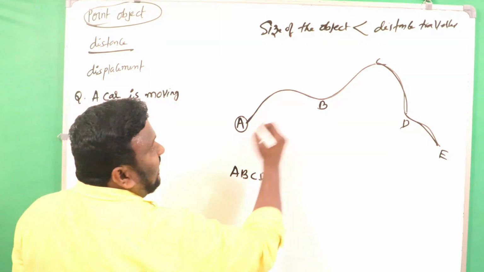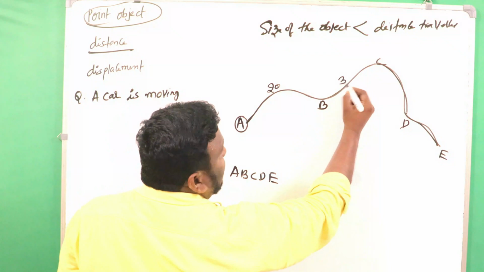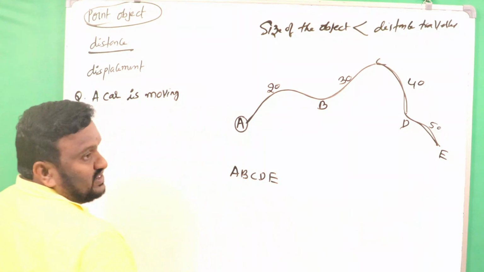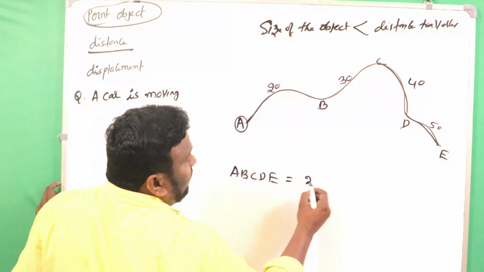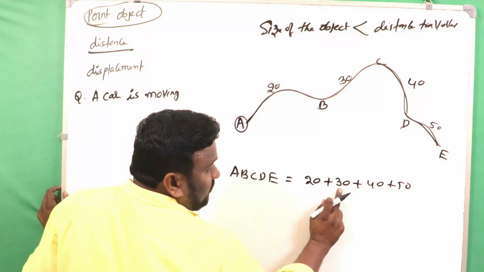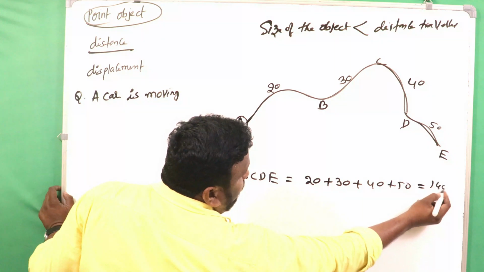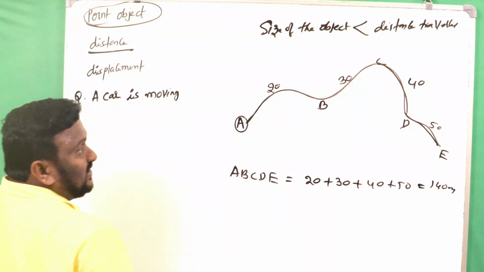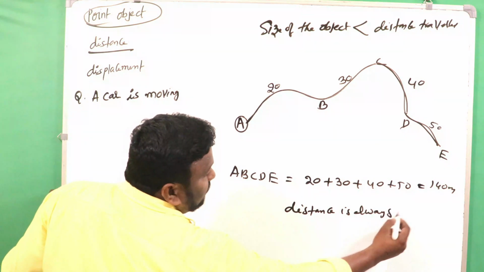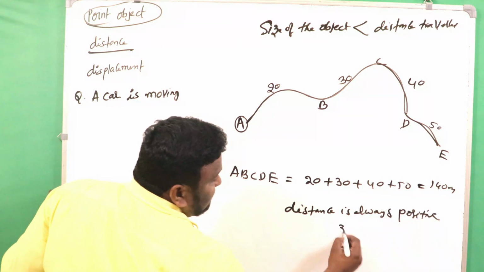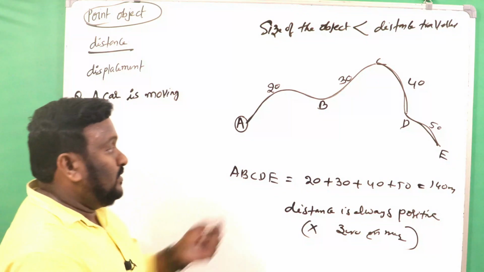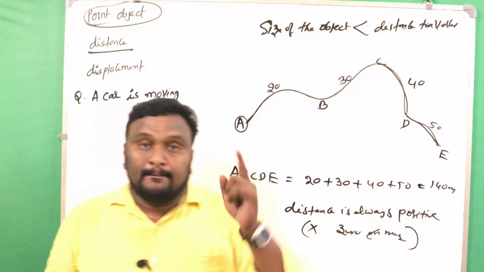Distance is A, B, C, D, E. For example, if A to B is 20 meters, B to C is 30 meters, C to D is 40 meters, and D to E is 50 meters, then obviously the total distance is 20 plus 30 plus 40 plus 50. 20 plus 30 is 50, 50 plus 50 is 100, and so the total is 140 meters. That's why distance is always positive. It never becomes 0 or negative.